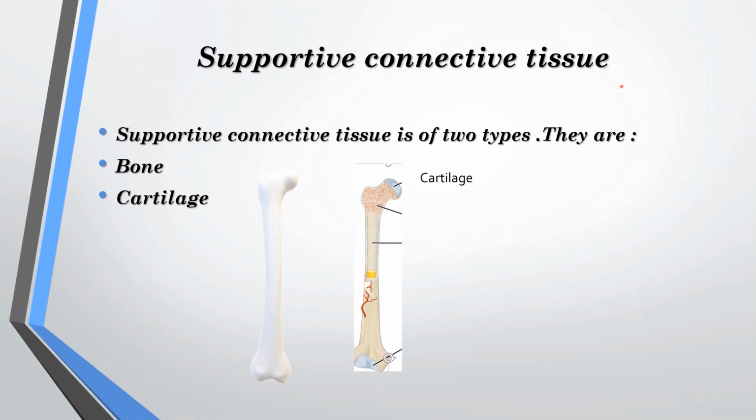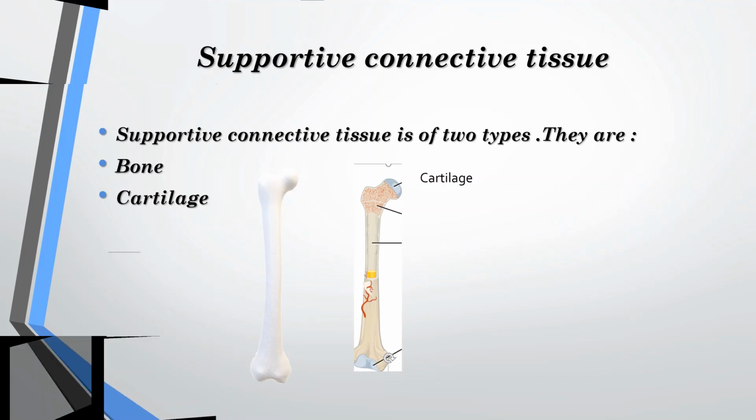Supportive connective tissues. Supportive connective tissues are of two types, that is bone and cartilage. This is the picture of a bone, and this white structure which has been labeled is the cartilage. Bones protect the internal organs like lungs and heart, but cartilage protects the bone from wear and tear.